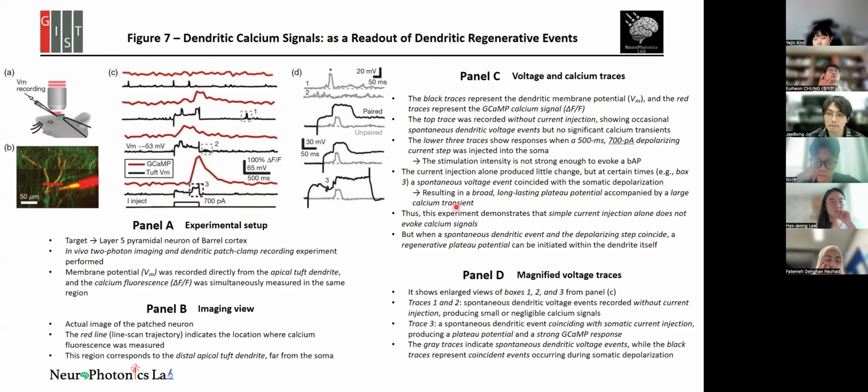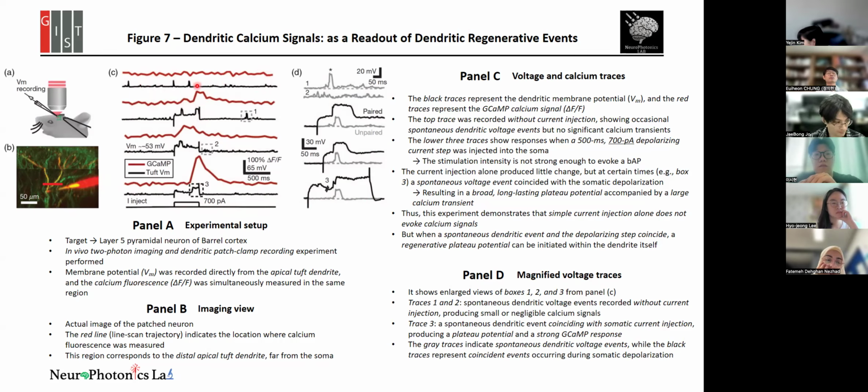And panel C here shows the voltage and calcium traces. The very top trace shows the recording without any current injection. And we can see some spontaneous dendritic voltage events, but they don't lead to the calcium signals.